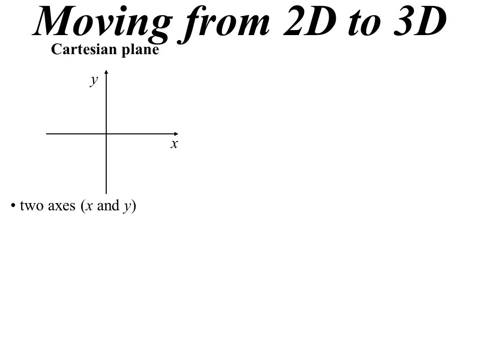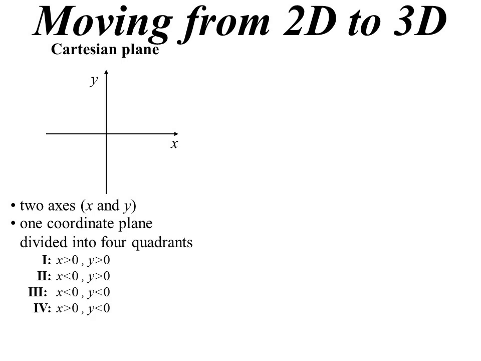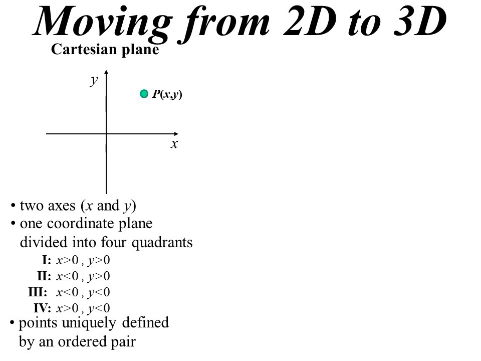The first thing I want to talk about is this idea of moving from 2 dimensions to 3 dimensions, and it's surprising how similar our formulas become. At the moment we're used to working with a 2-dimensional Cartesian plane, and it looks something like that. We know it's got 2 axes which we usually call x and y, one coordinate plane, and it's divided into our 4 quadrants, starting where they're both positive and going around anti-clockwise. And then any point, of course, we can define by its coordinates, an ordered pair we sometimes call them.